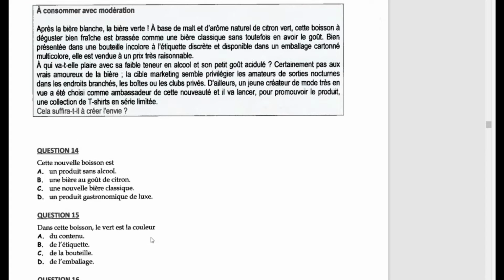Now, before we read the rest of the part, let's quickly remind ourselves of the last question. "Cette bière est aux priorités destinées." In the last question, they're asking who it is intended for. Who is the target audience? "À qui va-t-elle plaire avec sa faible teneur en alcool et son petit goût acidulé? Certainement pas un vrai amoureux de la bière." Certainly not the real lover of beer, which is "aux amoureux de bonne bière," option D. So option D is eliminated.